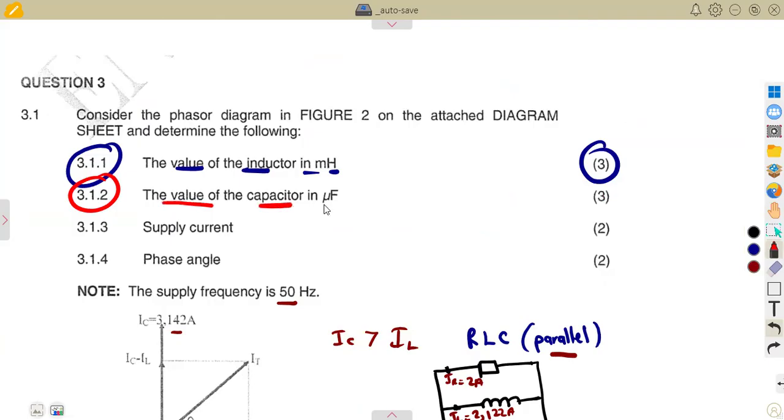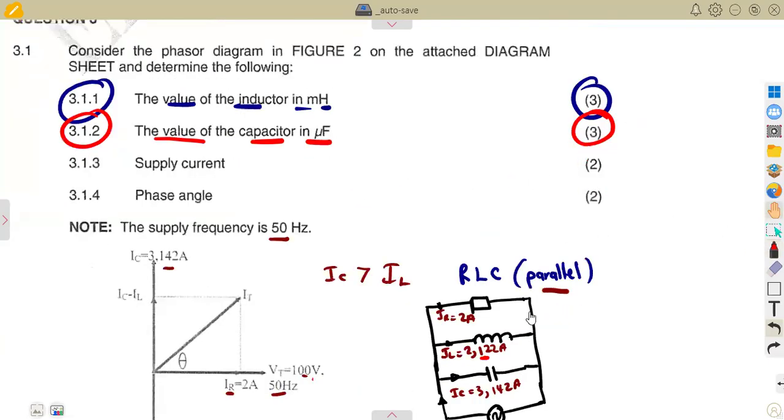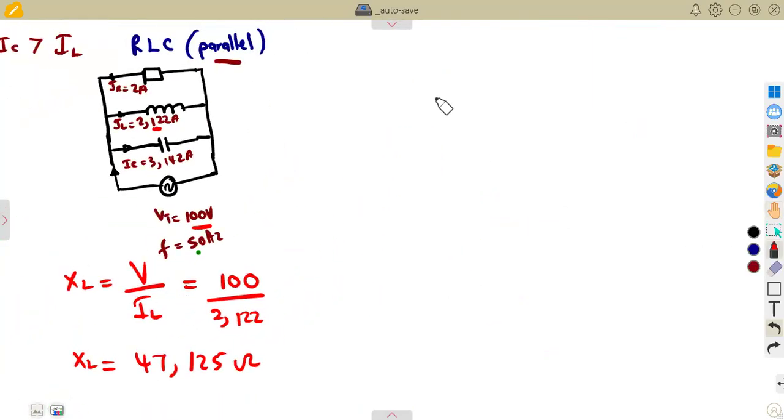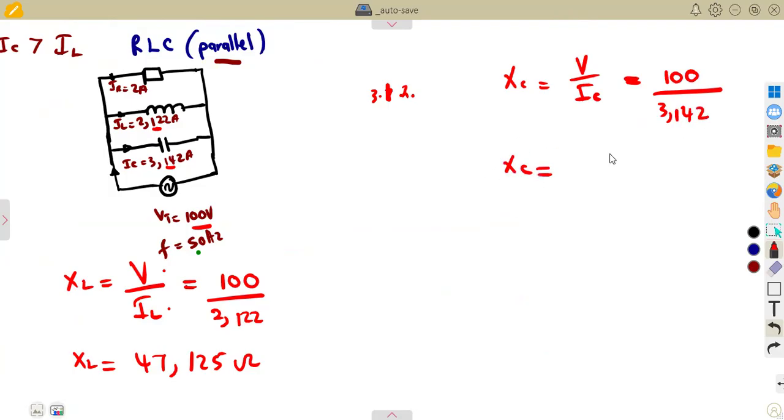3.12, the value of the capacitor in microfarads, 3 marks for that. All right, so again, just like the previous case, we're going to need XC from V over I, meaning this time we are going to have XC as V over IC. So it will be V over the current across the capacitor. The voltage does not change. The current across the capacitor is 3.142. So that gives us XC, which is 31.827 ohms. With this, we can calculate the value of the capacitor.